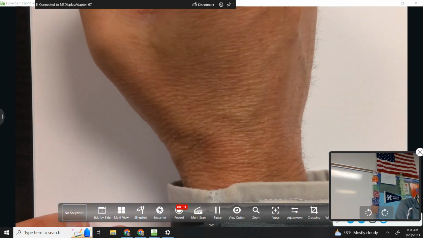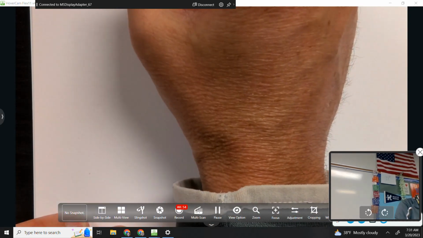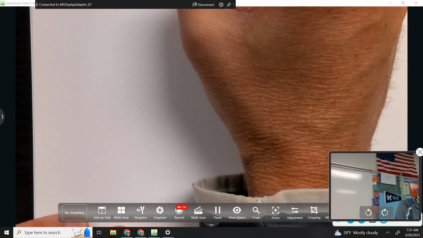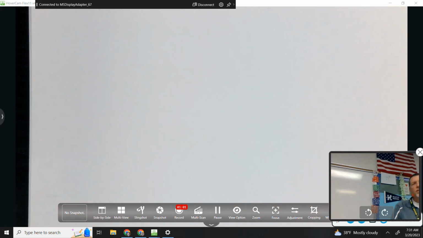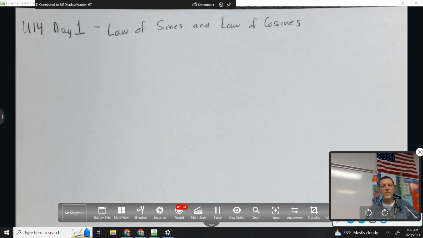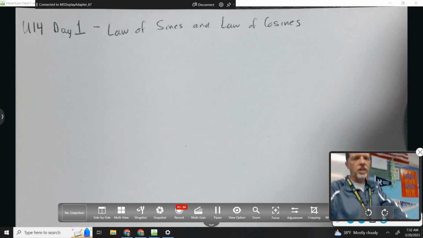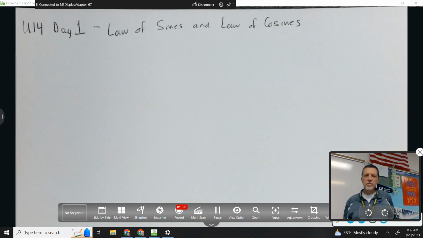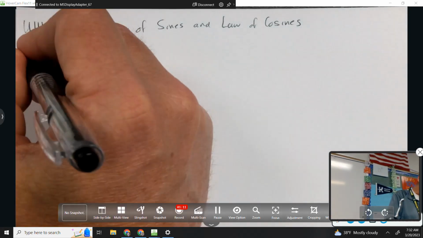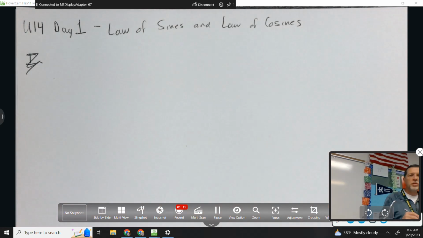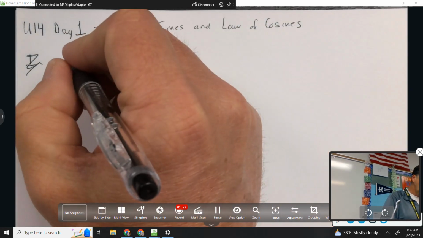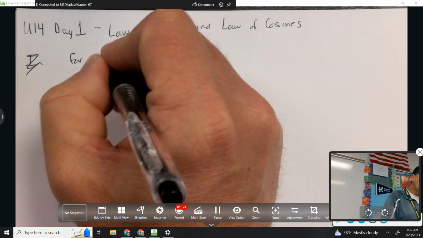All right, law of sines and law of cosines. Whoops, put that where you can read it. There we go. Law of sines and law of cosines. Before we do Roman numeral 1, these are for solving triangles.